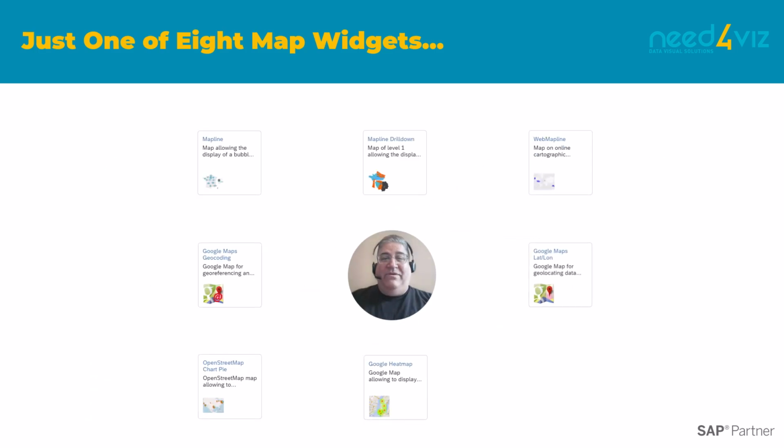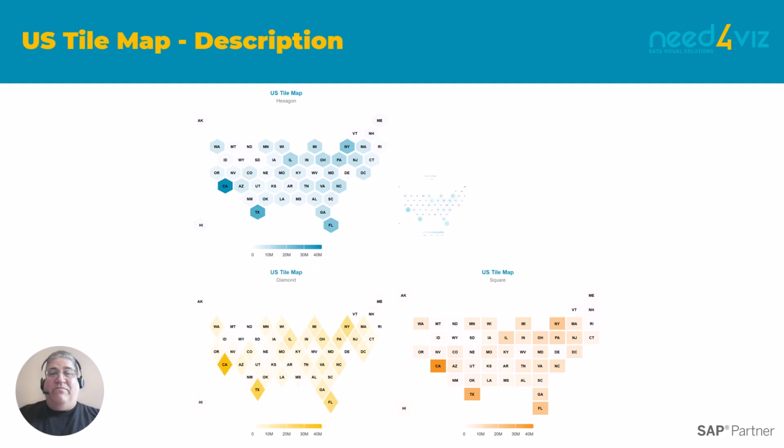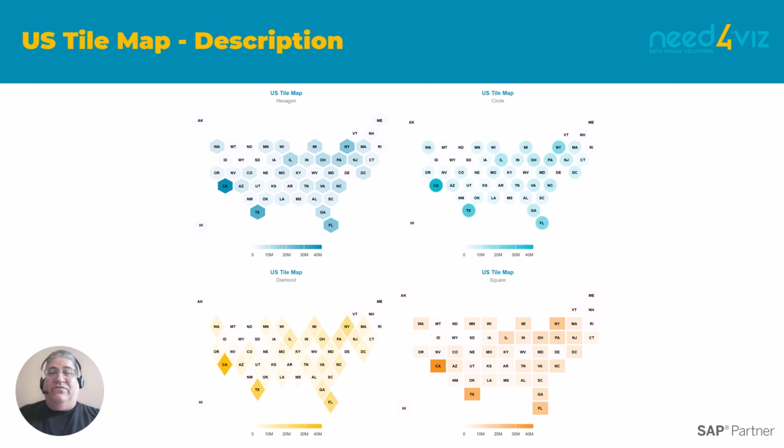The US Tile Map is one of 8 map widgets included in N4V for Webby. It is an abstract representation of the United States that uses equal-sized shapes to represent each state. It is an offline map that uses 2-character state codes to map a single measure to each state. The states can have an optional tooltip description such as the full state name. This component is well suited to web intelligence element linking, using the selection of a state to control the filter behavior of other widgets.